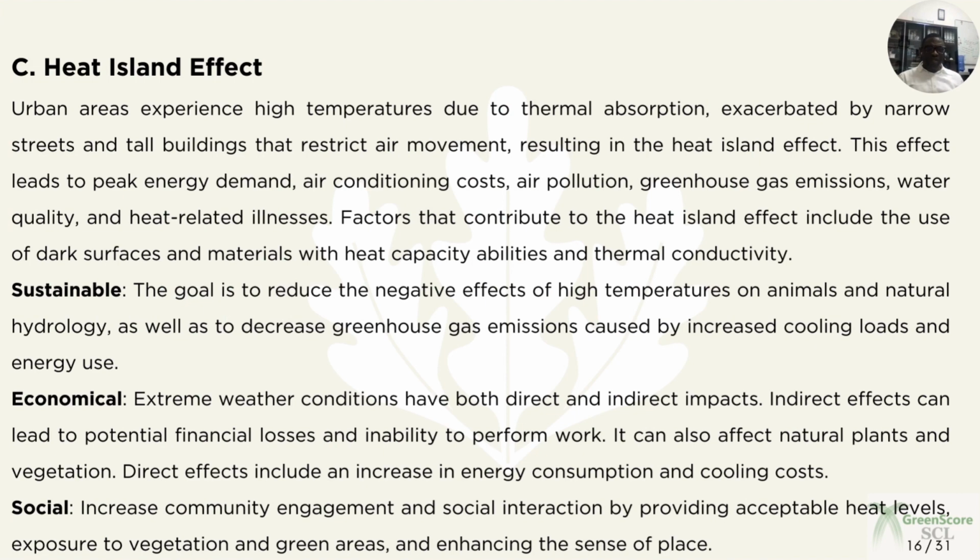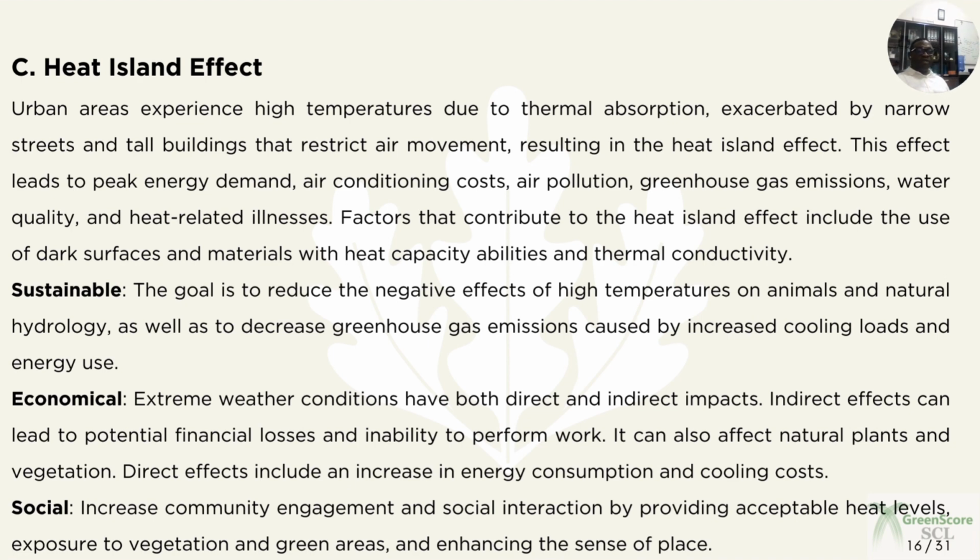Now the third strategy under the sustainable site category is the reduction of heat island effect. Urban areas are known to experience high temperatures due to thermal absorption, which is expanded by narrow streets and tall buildings that restrict movement of air, resulting in the heat island effect. This causes peak energy demand, which increases the cost for air conditioning of those buildings, increasing air pollution, and by so doing, also contributing to greenhouse gas emissions.